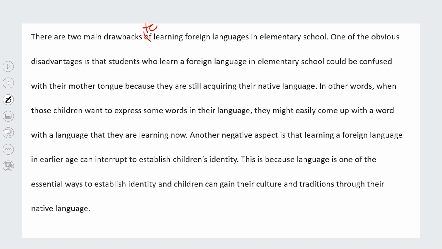One of the obvious disadvantages is that students who learn a foreign language in elementary school could be confused with their mother tongue because they are still acquiring their native language. This is a really good phrase. They are still acquiring their native language. Very good vocabulary. I like acquiring very much. In other words, when those children want to express some words in their language, they might easily come up with a word from a language that they are learning now.